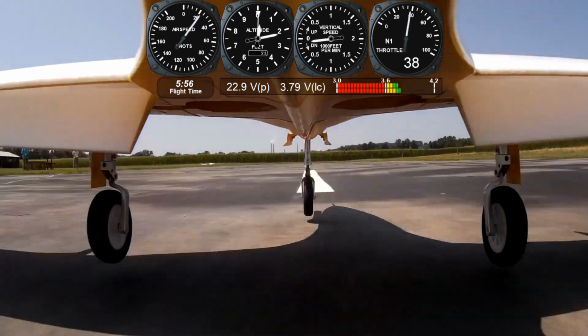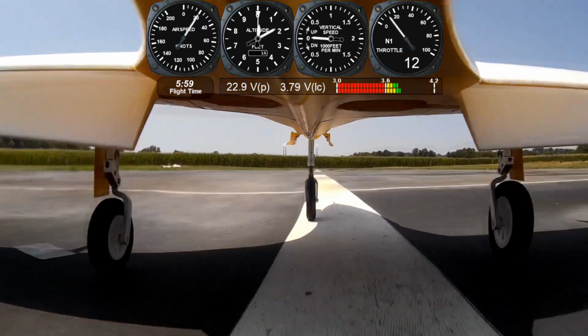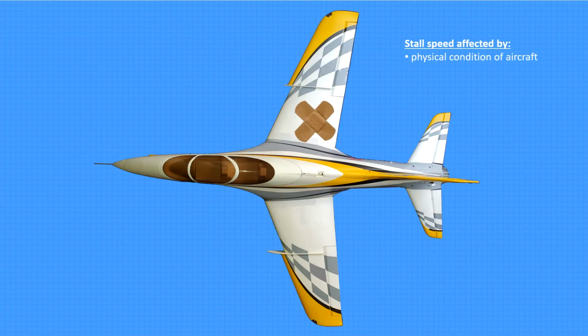We can lower stall speed with flaps. That's not our only option. Some of the things that affect stall speed are physical condition of the aircraft. Any change to an airframe that disrupts the flow of air contributing to lift can increase stall speed, especially any change to the leading edge or surface of the wing.